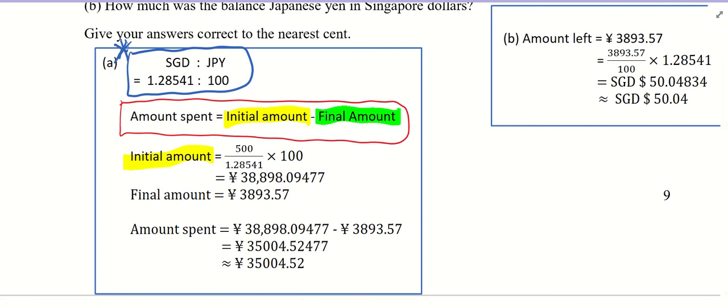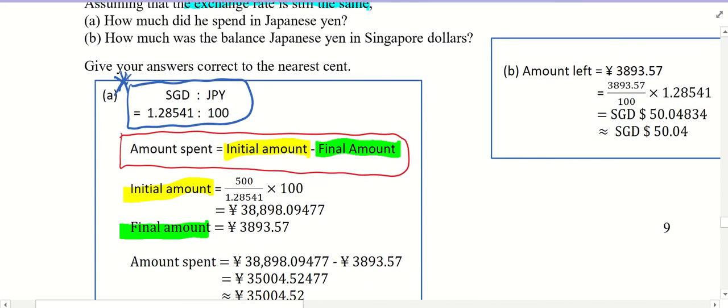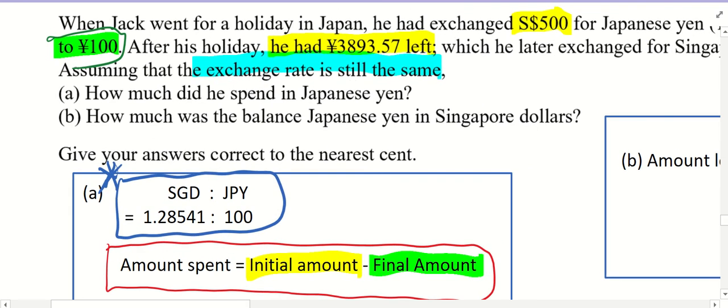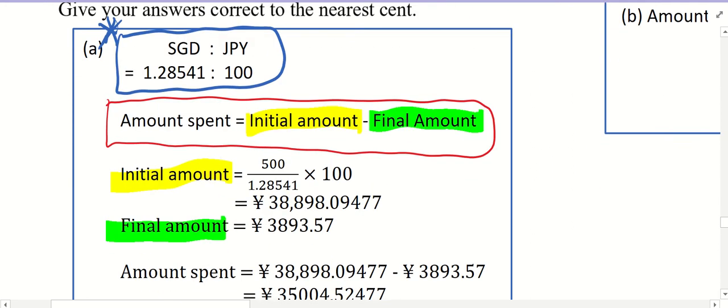How much amount he has initially and how much did he leave with? Okay, because the question asks for how much did he spend in Japanese yen, this gives us a clue that we have to work everything in terms of yen. So that means we have to convert Sing dollars, SGD, to Japanese yen, JPY. We have to do the conversion from Sing dollars to Japanese yen.